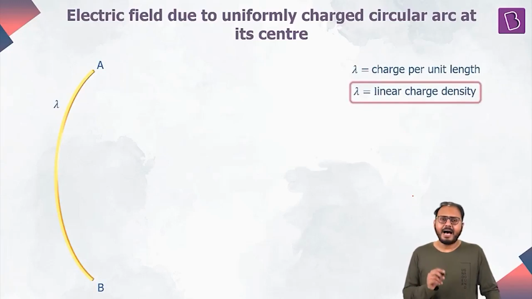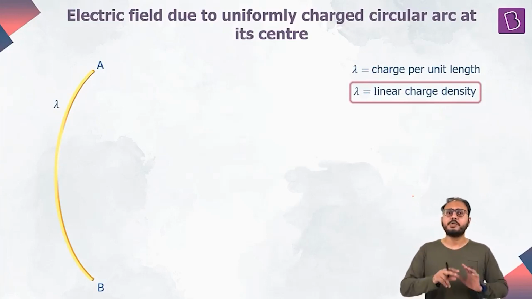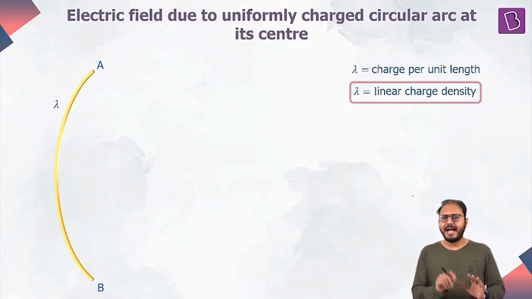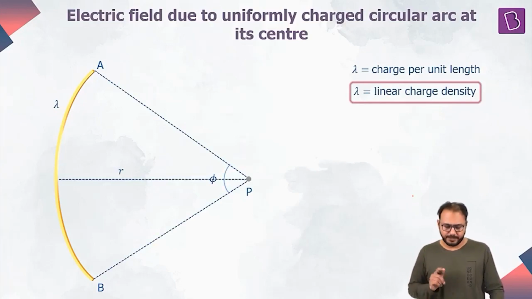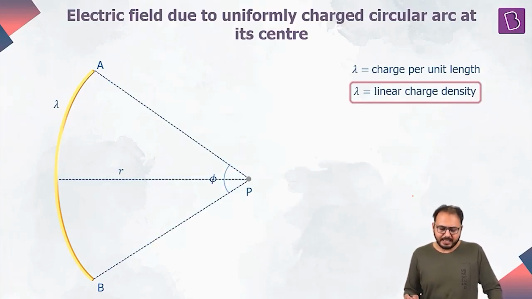You have an arc of a circle, part of a circle called an arc, and you want to find the electric field due to this uniformly charged arc at its own center. What do you mean by at its own center? That means if you actually take that as the radius, the circle will be complete. Okay, so the arc is subtending an angle phi at the center.